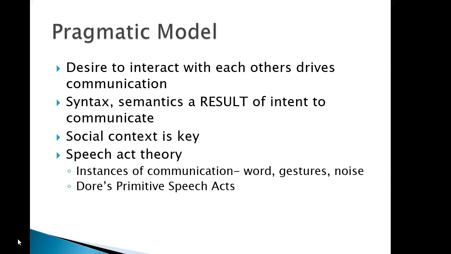And then the last area we're going to talk about is the pragmatic model. The pragmatic model comes from a perspective that children really have a desire to interact with each other. Not just children, people have a desire to interact with each other, and this drives communication. And so children come to the world highly motivated to want to interact, and that's what's pushing things forward. And the development of syntax and semantics are just a result of the intent to communicate. They're kind of a byproduct, an after effect of this primary communication need.